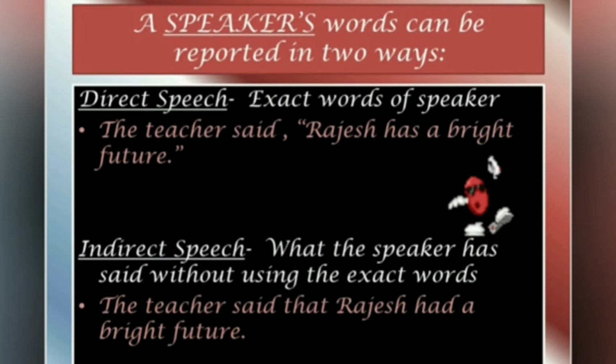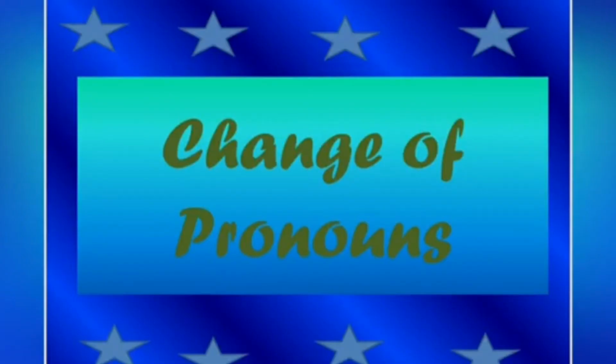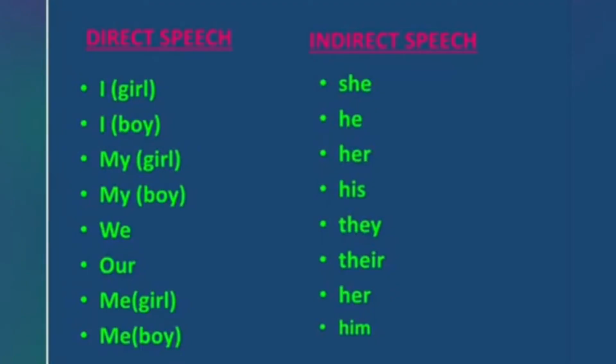Now let us revise the rules. Change of pronouns. Pronouns are also changed in indirect speech. The pronouns which are written within the inverted commas in the direct speech are changed as follows. In the direct speech, if I is used for a girl, it changes into she. I, if used for a boy, it changes into he.